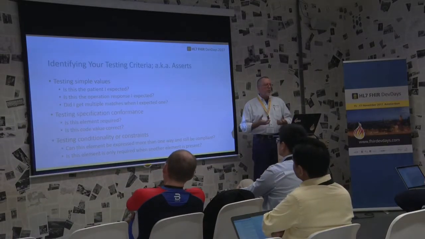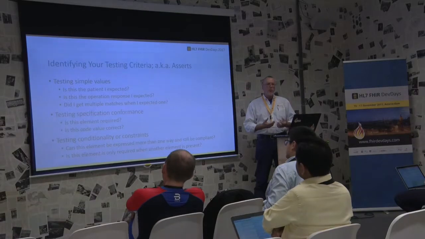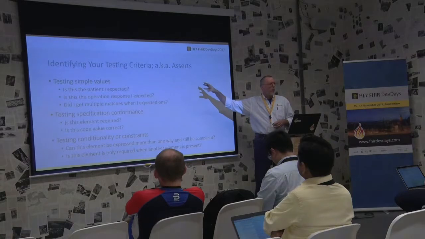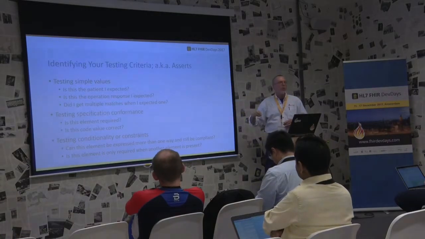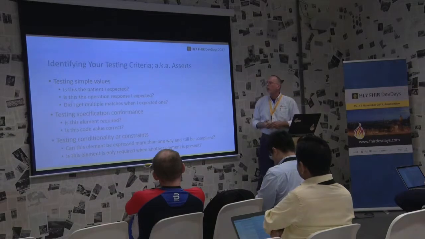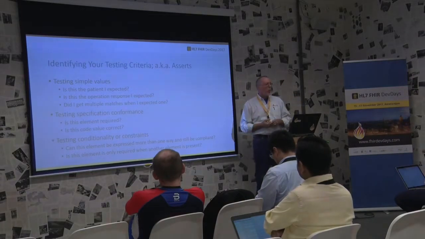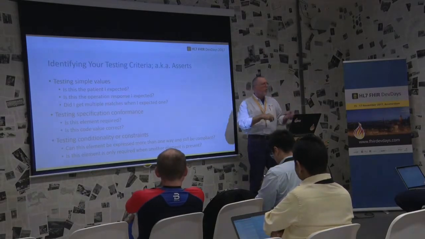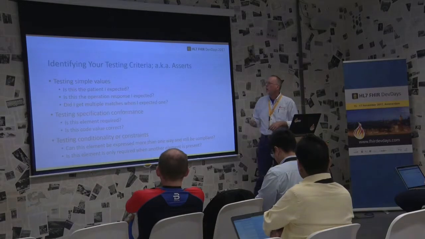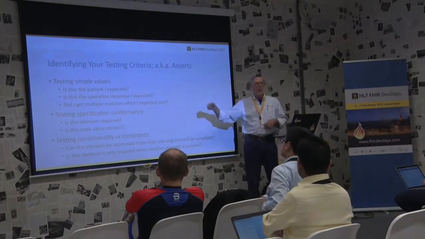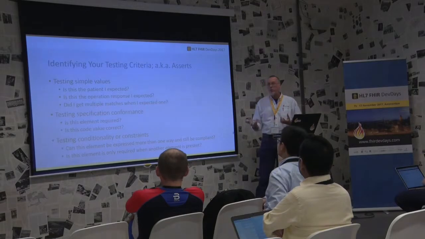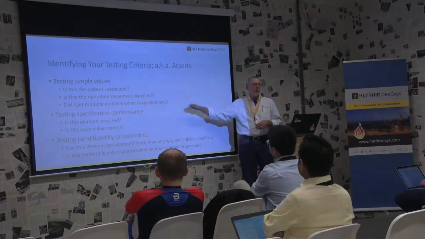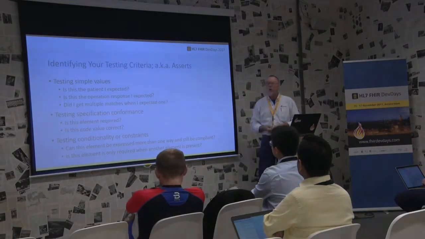So when we're talking about testing, we want to develop our test cases. We want to identify the criteria, also known as asserts, in the test script. The asserts are where the rules are defined for what we're trying to test in our scenario. So what do the asserts allow us to do? Well, we can test simple values. Is this the patient I expected? Is it John Doe of patient identifier XYZ? Is this the operational response that I expect, a 200 or a 201, or even if I'm expecting a 400 or something like that, I can test for that. Did I get multiple matches when I only expected one match? It's just some simple comparisons.